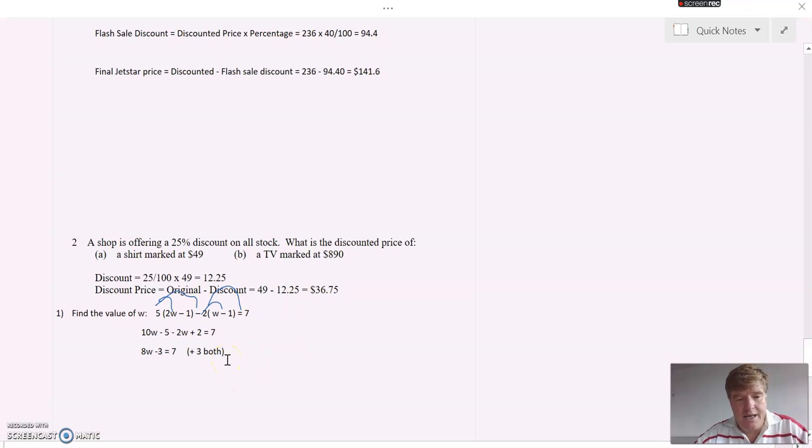So 8w minus 3 plus 3 is just going to leave us with 8w, which is going to equal 7 plus 3, which is 10. And now we're going to divide both sides by 8, because 8 times w, if you want to get w by itself, we do the opposite: multiplied by 8, we divide by 8. So let's have a look at what that equals. 8 times w divided by 8, the 8s will cancel out, so I'm left with w equals 10 divided by 8.